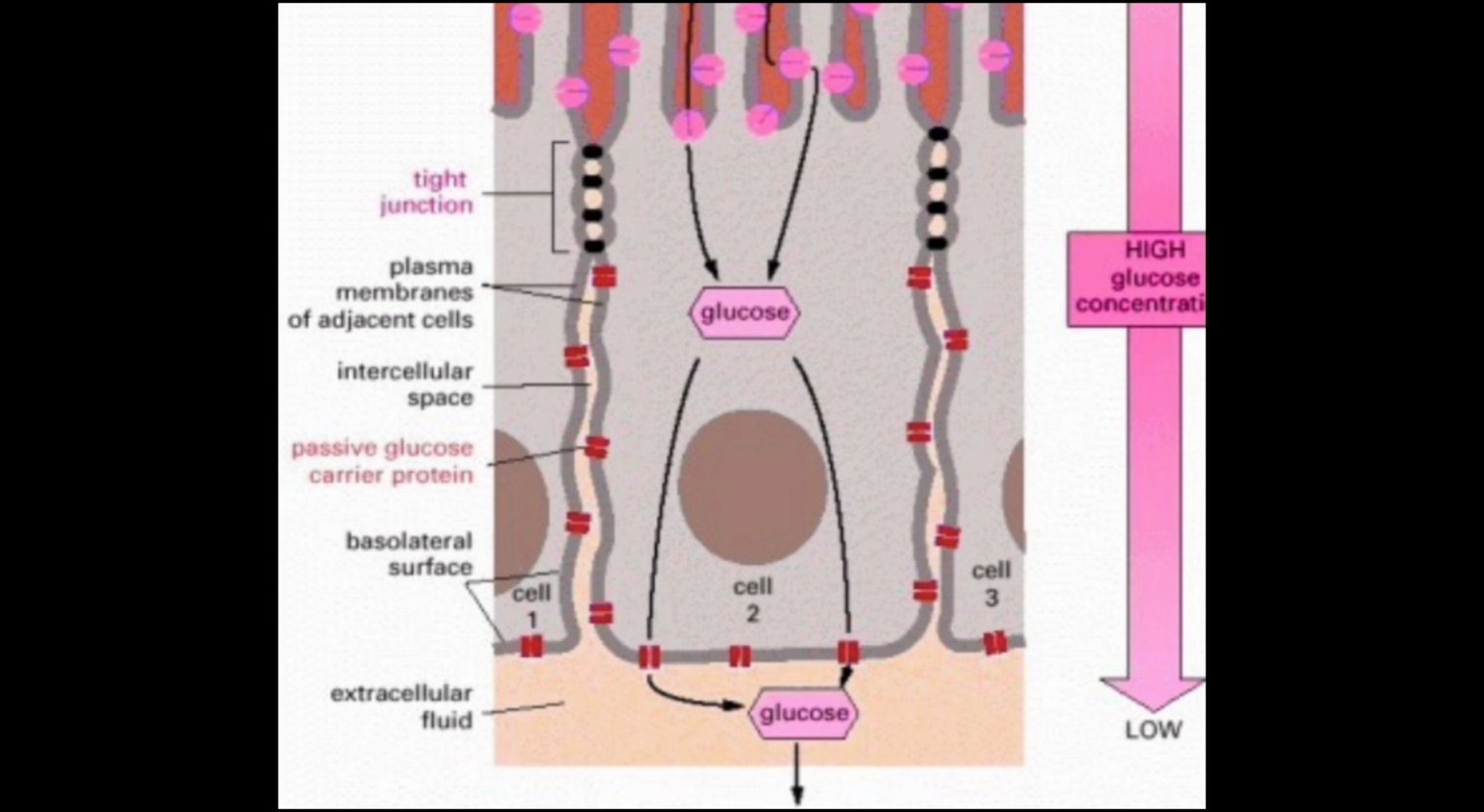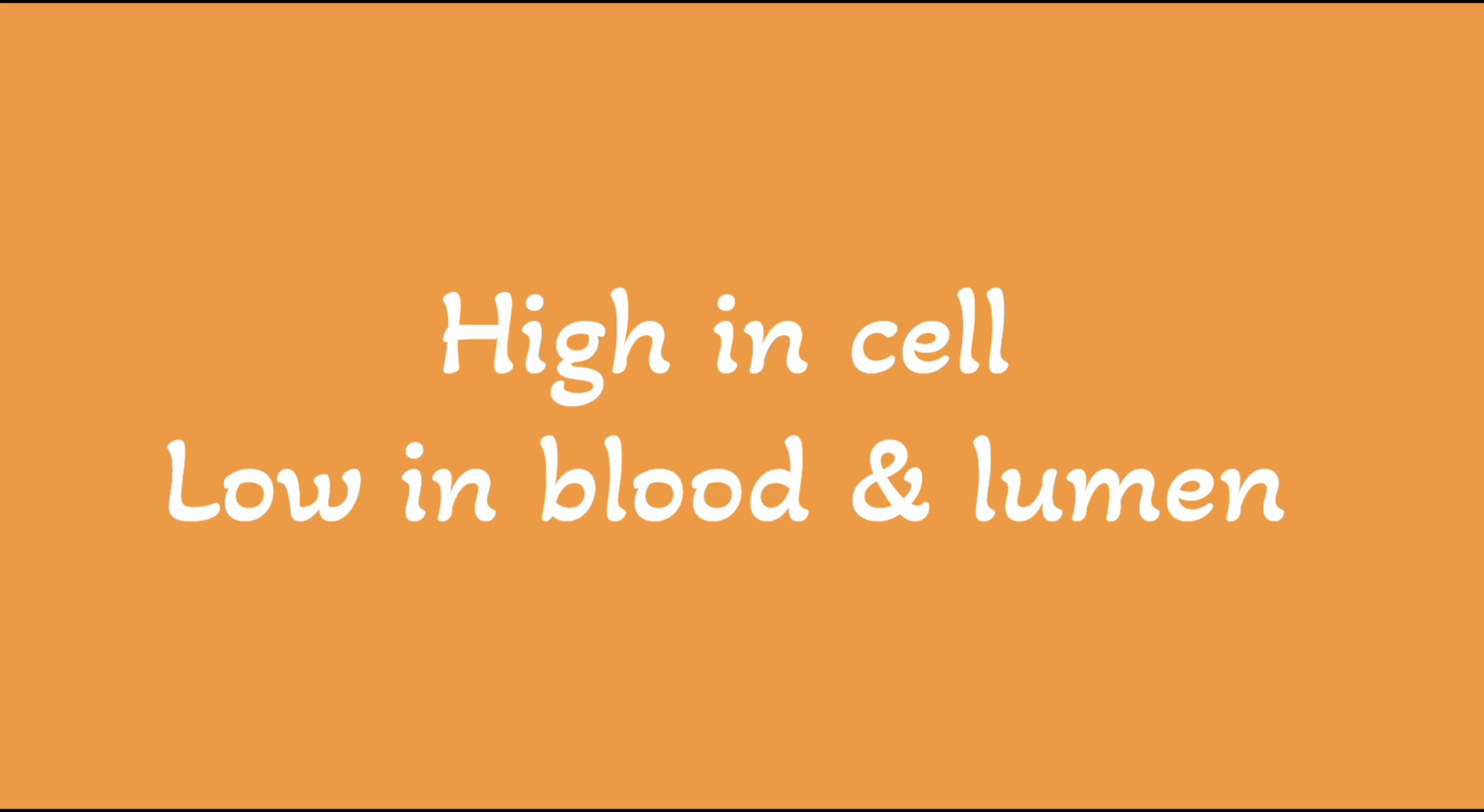It consists of polarized epithelial cells, which is cell 1, cell 2 and cell 3. So which one is facing the gut lumen? The active transporter, which is on the apical surface. Then facilitated diffusion at the basolateral surface, which is facing the blood. Tight junction, preventing the backflow, and a glucose concentration gradient, which is higher inside the cell and lower in the blood and lumen. So how is it transported?